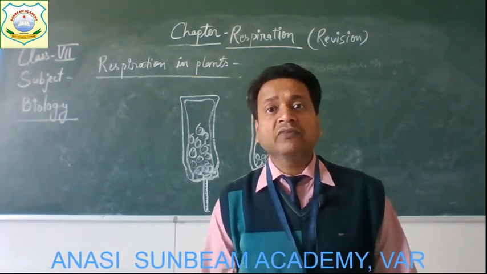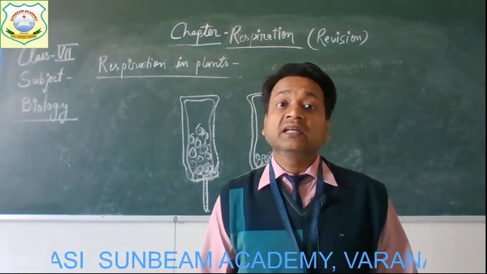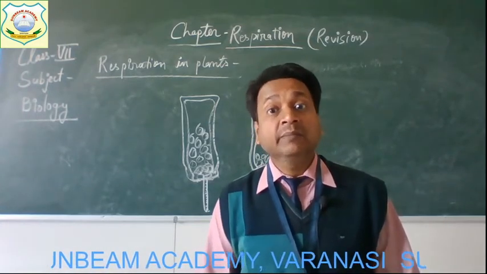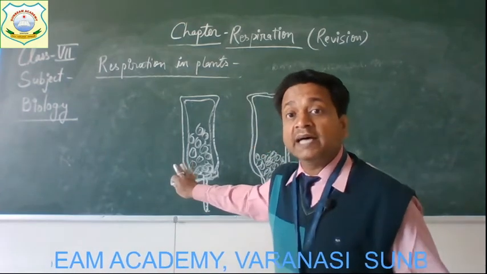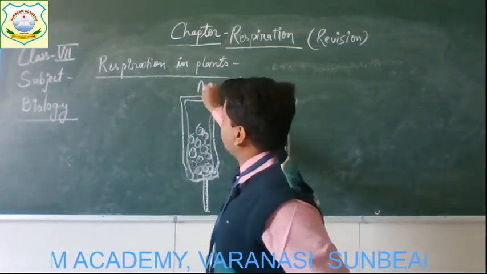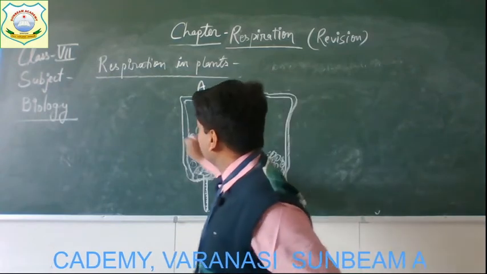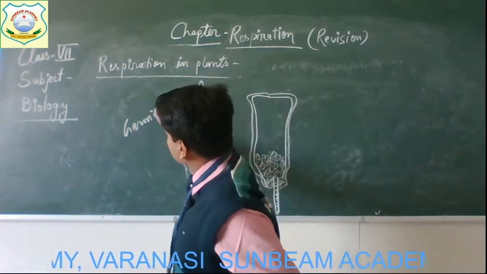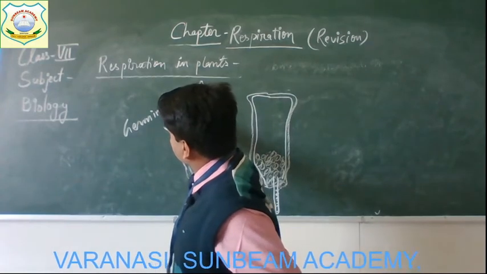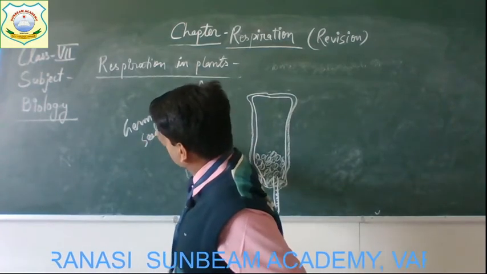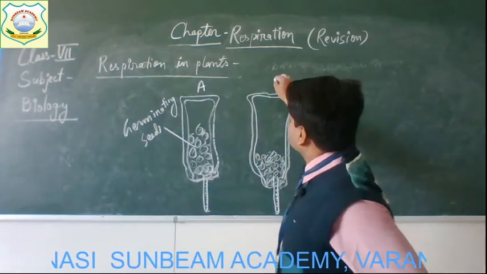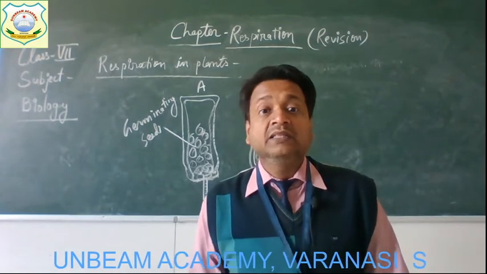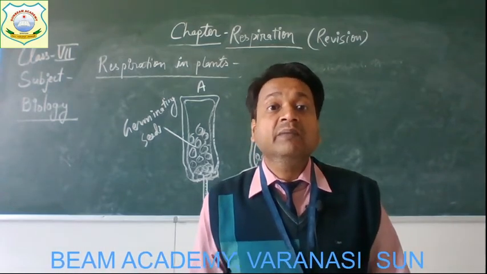Now boil half of the seeds so that germination stops in them. And now keep the germinating seeds in thermoflask A. So this is our thermoflask A, and in this one, we will keep the germinating seeds. And this is thermoflask B, and in thermoflask B, we will keep the boiled seeds.